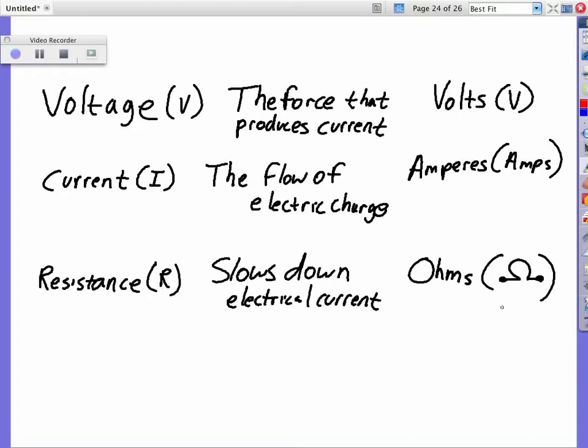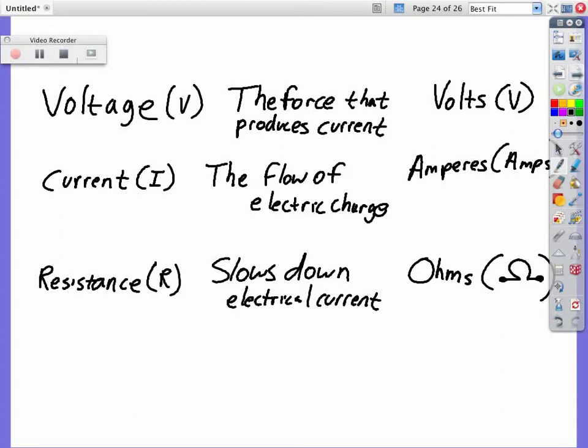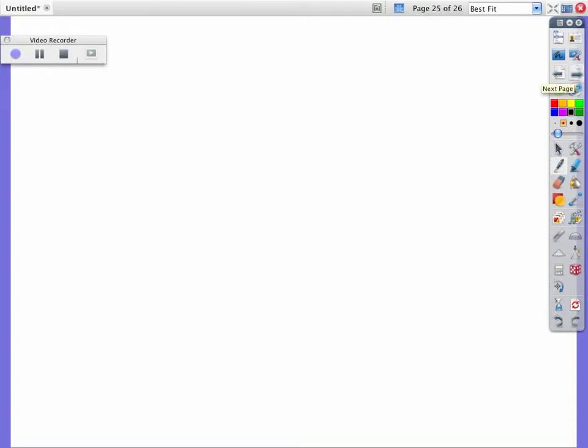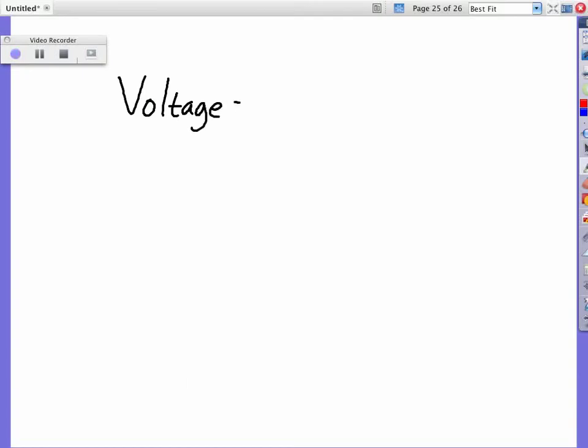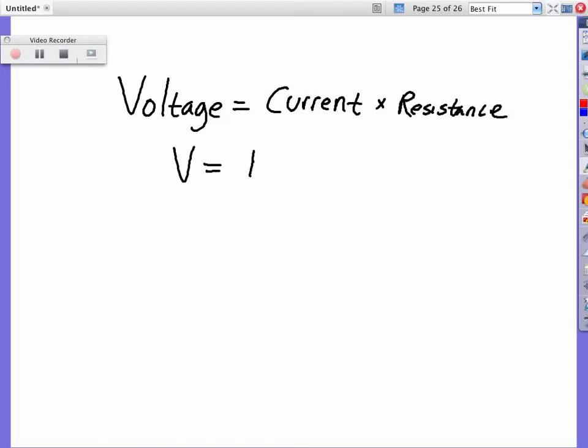Let's look at the relationship that Ohm figured out, which is the original equation in the first problem, or problem 4. It states that voltage equals current multiplied by resistance. So therefore, V equals I times R. I is the symbol for current, and the symbol for resistance is R.